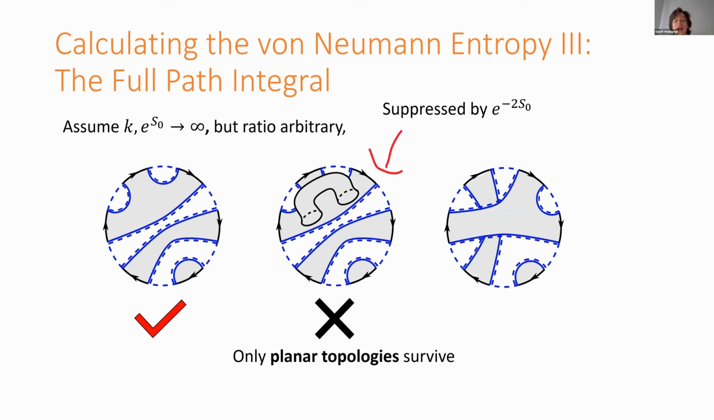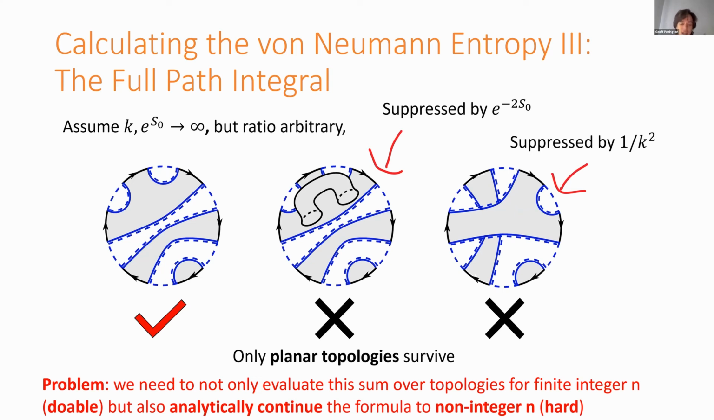But in this one, we have a handle sitting here, and that handle decreases the Euler characteristic, and it means that this topology gets suppressed relative to this one by e to the minus 2 S naught. So we can ignore it. Here we have one where it doesn't have any handles, but we have overlapping things, so it's no longer planar. In this case, you can count the number of independent end of the world brane states we sum over, and we get an answer that's suppressed by 1 over k squared.